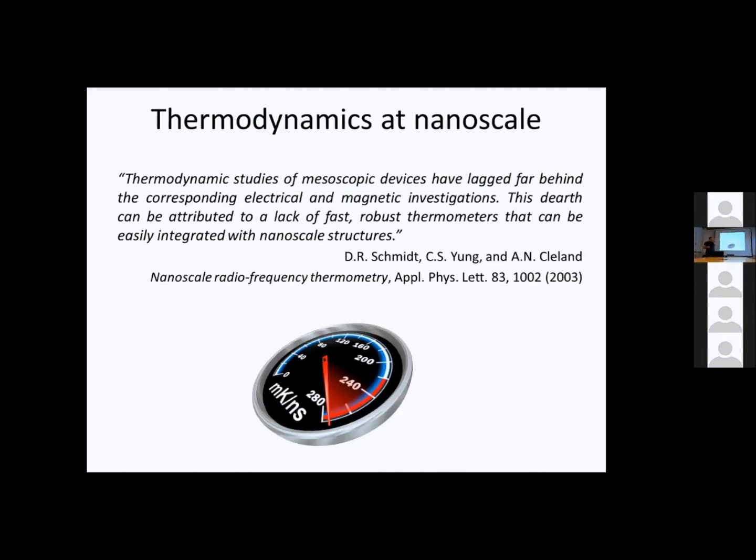This kind of question was posed already almost 20 years ago by Andrew Cleland. He found that these thermodynamic studies lag behind corresponding electrical and magnetic investigations, and he attributed this deficit to an apparent lack of fast thermometers that would be able to trace variations of temperature quickly. With such a tool, we could dramatically increase the number of thermal effects to be explored.